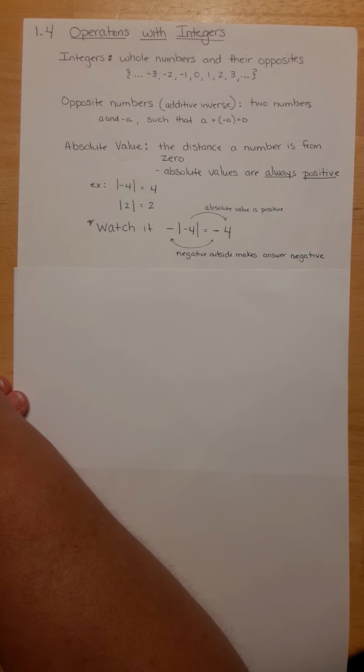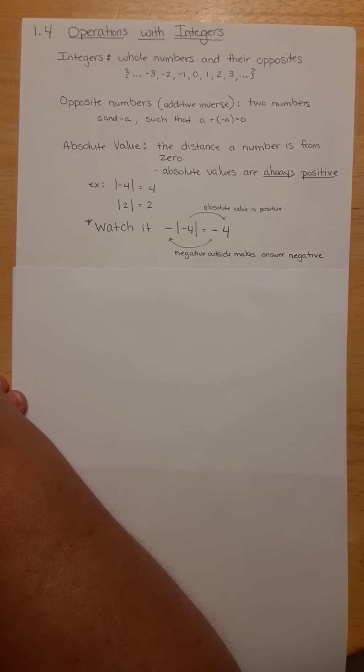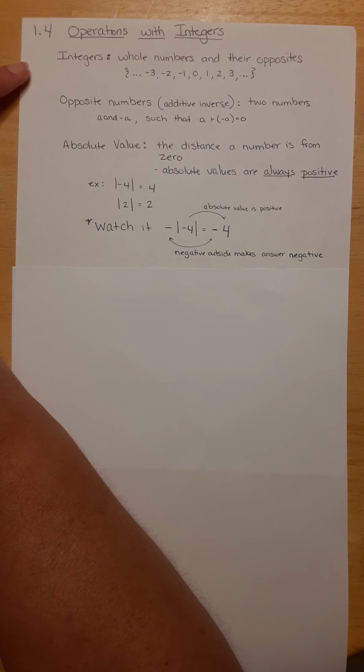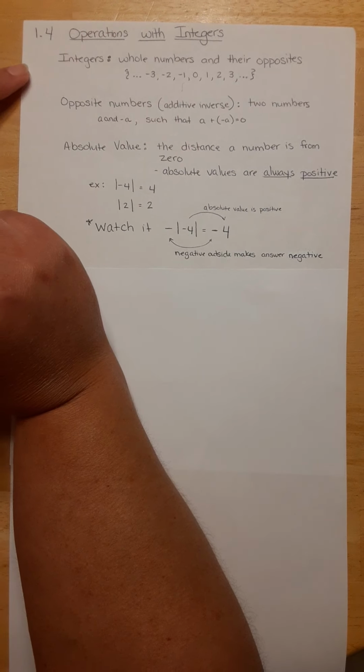Hi guys, today we're going to do section 1.4, which is a review of how to work with integers and do the operations on them. So this is nothing new for you. You've been doing this in middle school in Algebra 1 and Algebra 2, so this should be a nice short review for you. So basically we're talking about integers today. Remember, integers are all our negative numbers, 0, and our positive numbers.